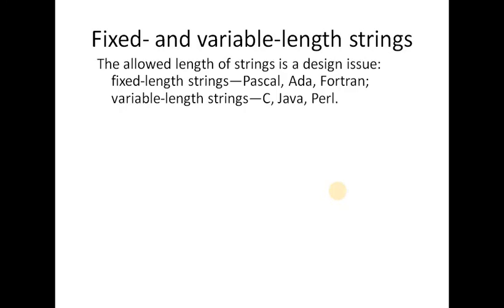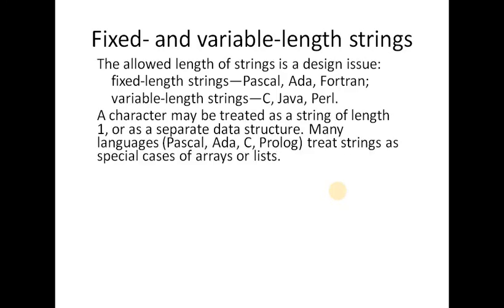So these are fixed and variable length strings. Whether to allow variable length strings is a design issue. We are discussing the design issue in terms of fixed length strings in Pascal, Ada, and Fortran, and variable length strings, where problems can arise, in C, Java and Perl. A character may be treated as a string of length one or as a separate data type, and many languages, including Pascal, Ada, C and Prolog, treat strings as a special case of an array or list.